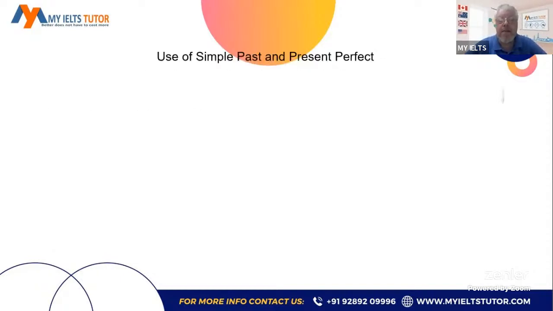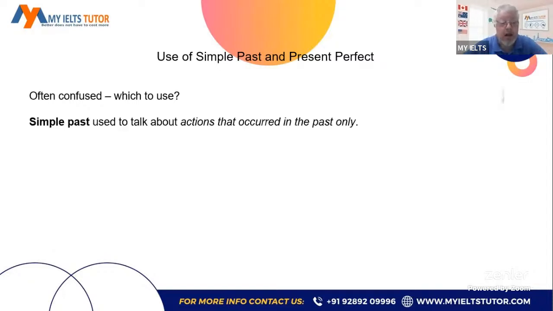Now, let's talk about use of simple past and present perfect, because these two often get confused. So it's important to understand the difference between the two. So which do we use? So here's how we can differentiate. Simple past we use to talk about actions that occurred only in the past. So for example, he walked home yesterday. 2 months ago, I went to Amritsar. This morning I ate breakfast.